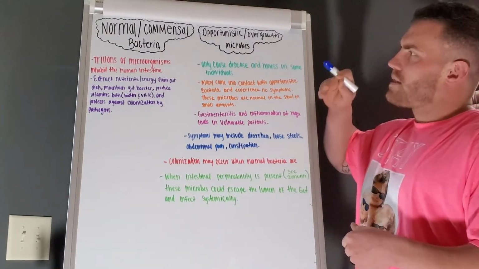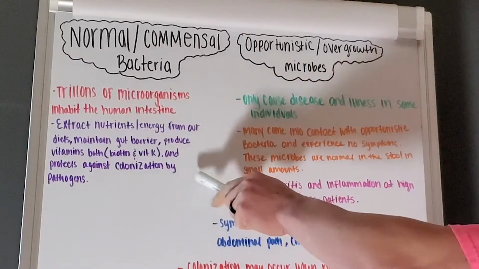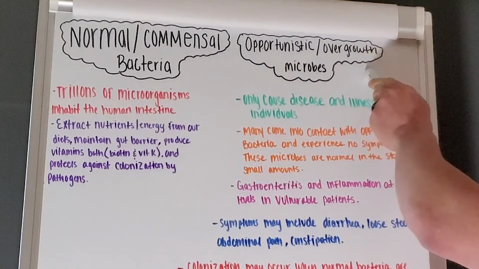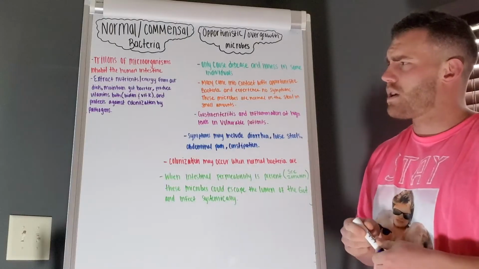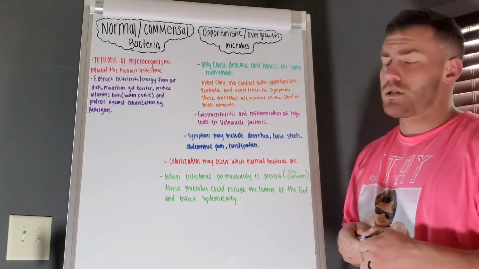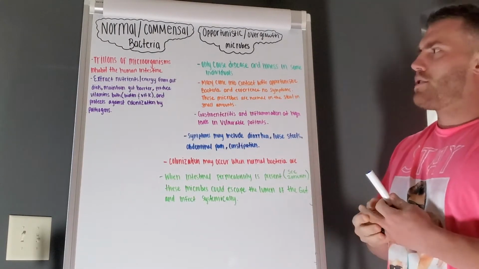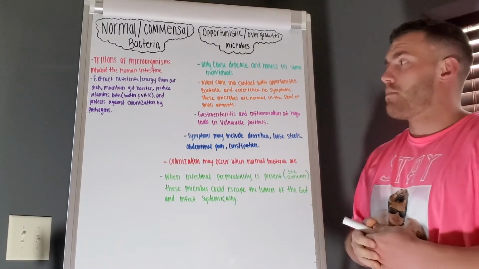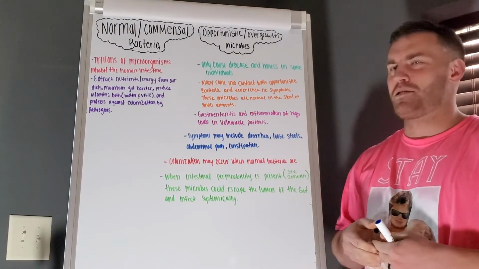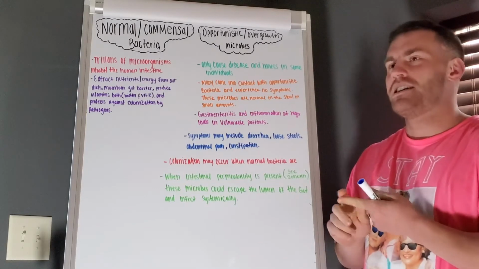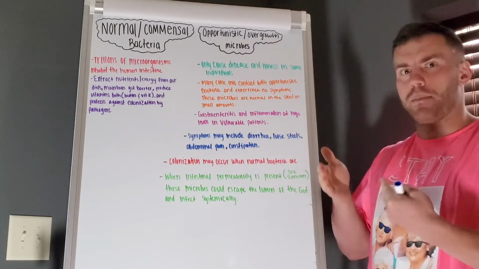Anyhow, in this section we're going to look at what we would call normal bacteria and what we would call opportunistic or overgrowth microbes or bacteria. I touched on this a little bit in the first segment, but I'll go over this again real quick. Normal bacteria, just as the name implies, are bacteria that we would like to see in the gut. These are beneficial bacteria. These are the things that we want in higher amounts.